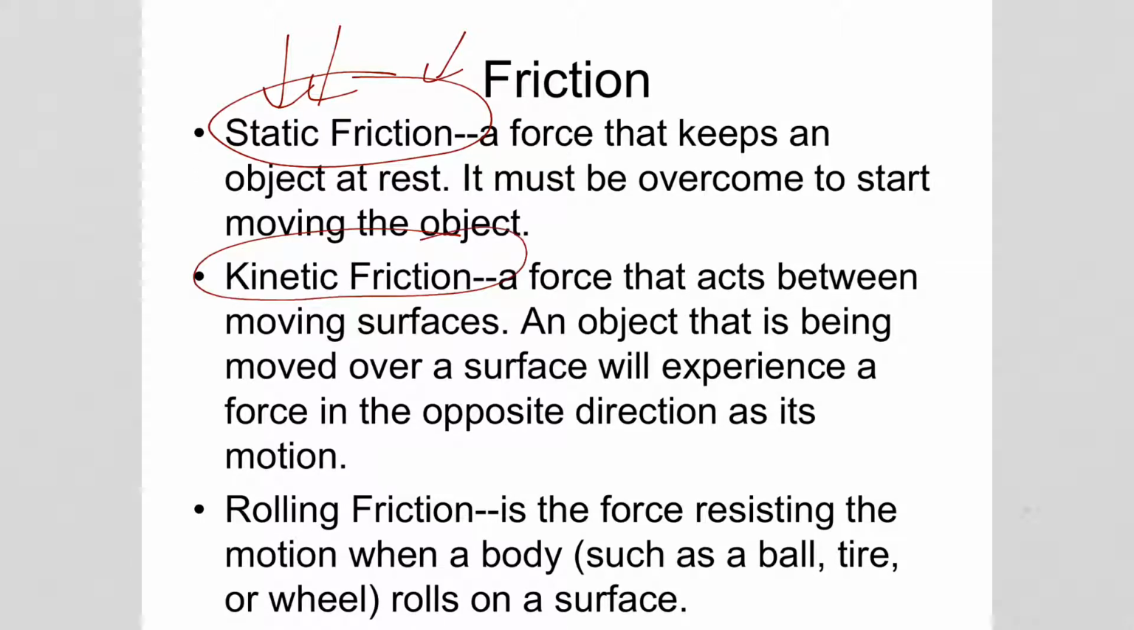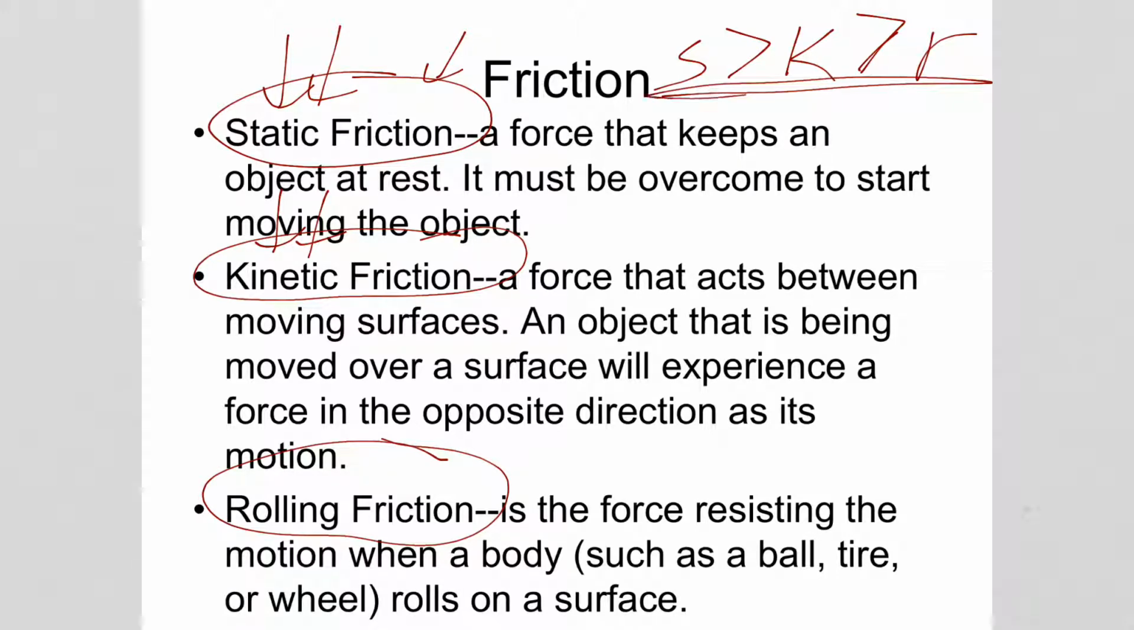Kinetic friction, on the other hand, kinetic means moving. Kinetic friction is the force of friction that acts between two surfaces that are moving, and it acts in the direction opposite of the motion. So it resists the motion. Rolling friction is very similar, except this is the force of friction that happens when something's rolling on wheels, or a ball is rolling, a tire is rolling. Typically, static friction, and I'm going to use S for static, that frictional force is going to be greater than the kinetic frictional force, which is going to be greater than the rolling frictional force. Now this is assuming we're talking about the same two surfaces rubbing against each other.